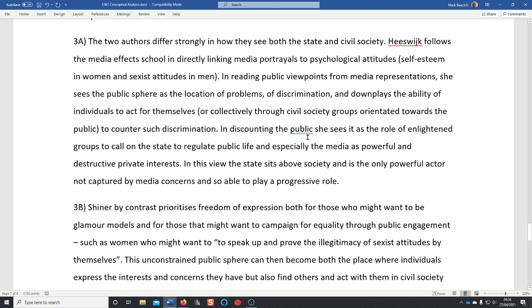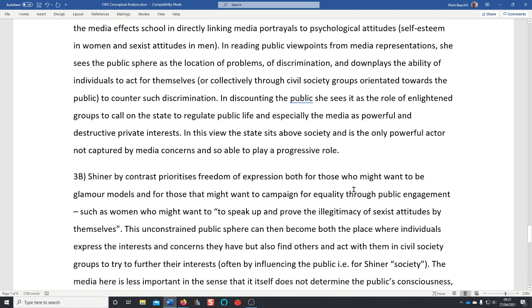In discounting the public, she sees it as the role of enlightened groups to call on the state to regulate public life and especially the media, as powerful and destructive private interests. In this view, the state sits above society and is the only powerful actor not captured by media concerns, and so able to play a progressive role.